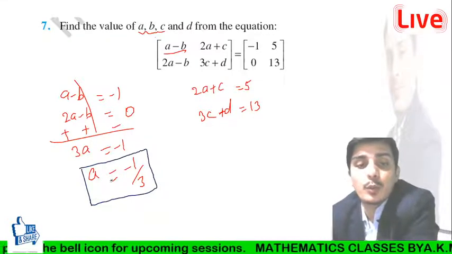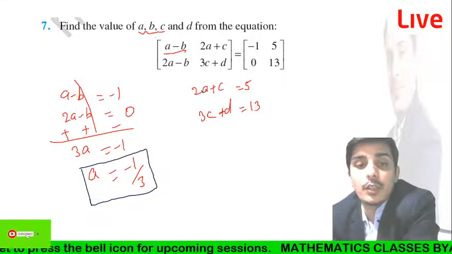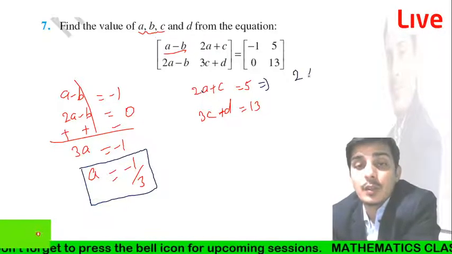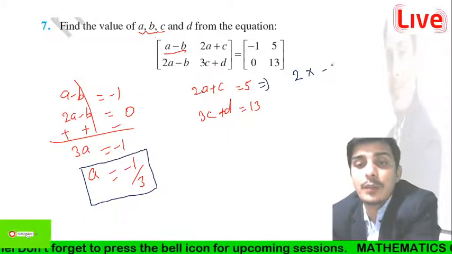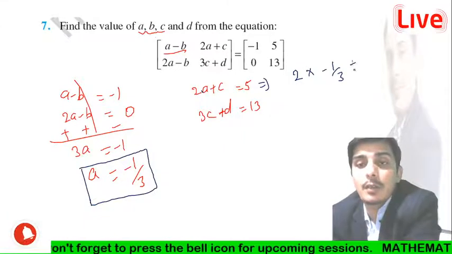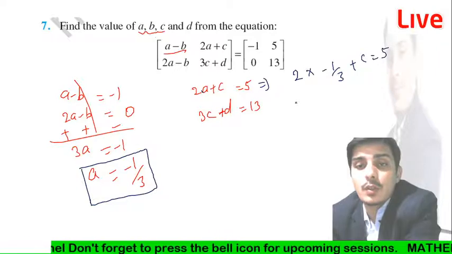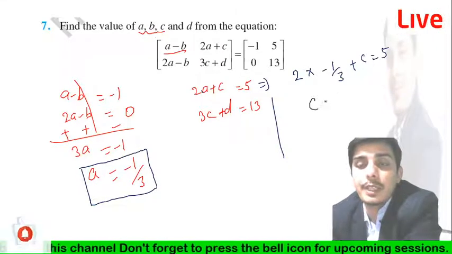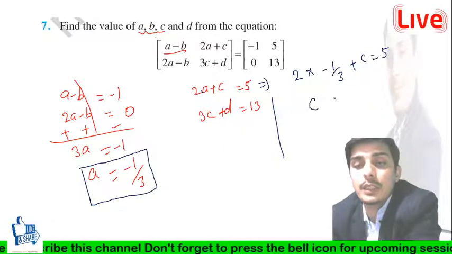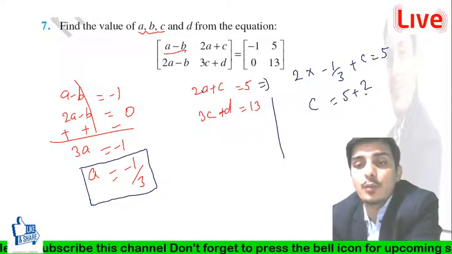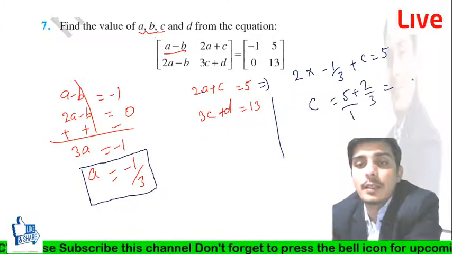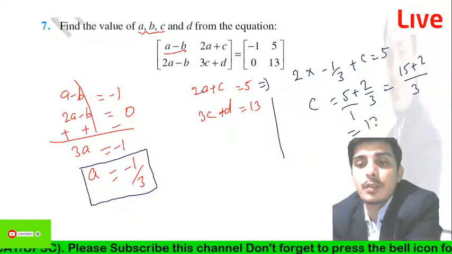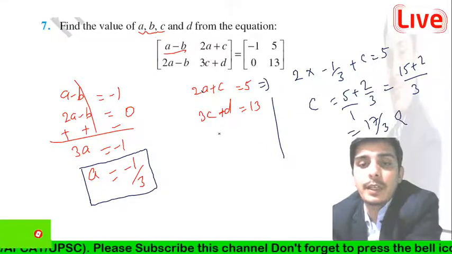And now I am going to put the value of a into this equation guys. So we can write here a equal to minus 1 by 3, and 2a plus c equal to 5. So what will be, we can write here minus 2 by 3, and when we send this term minus 2 by 3 to the other side, it will be 5 plus 2 by 3. So after taking the LCM, we can write here 3 and 15 plus 2, equal to 17 by 3. So it will be the correct answer.